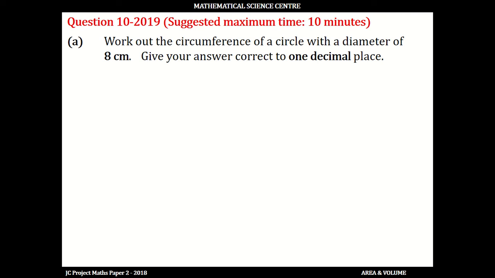Divide by 2. So the diameter is 8. What's the radius? 4. So the circumference is going to be 2 pi r. So this means the circumference is going to be 2 pi by 4. Now, that is 8 pi, but you can't leave your answer in terms of pi unless the question specifies that. Here, you're told to give your answer correct to one decimal place.